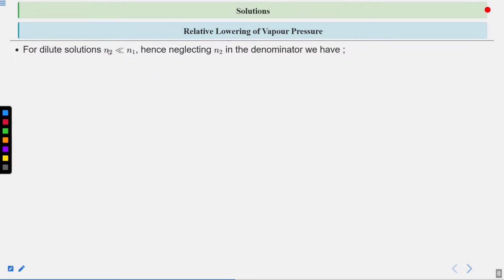If it is dilute, that means solute particles are very few as compared to the solvent particles, and hence we can neglect n2. So n1 plus n2 can be written as n1 alone. If we do that, we get our final equation like this. Now the number of moles of 2 can be calculated as the given mass of 2 by the molecular mass of 2. Similarly, n1, which is the number of moles of solvent, can be calculated as the given mass of the solvent divided by the molar mass of the solvent. So this is our finally required equation.